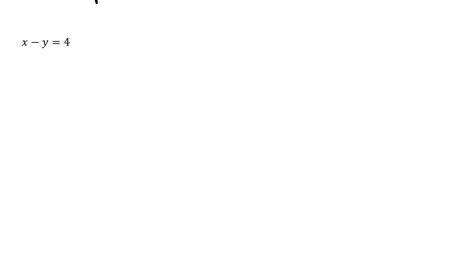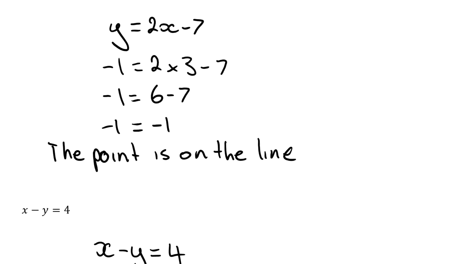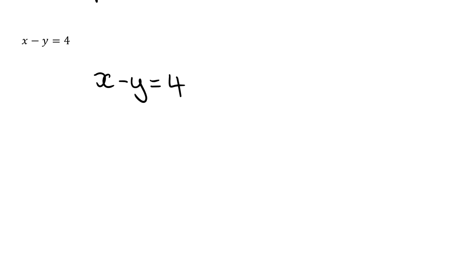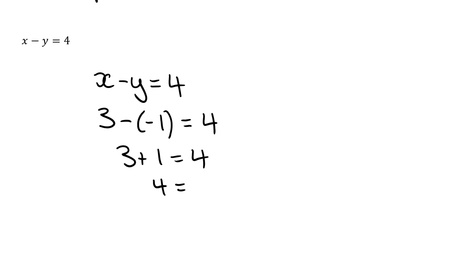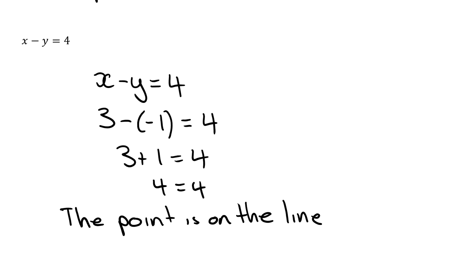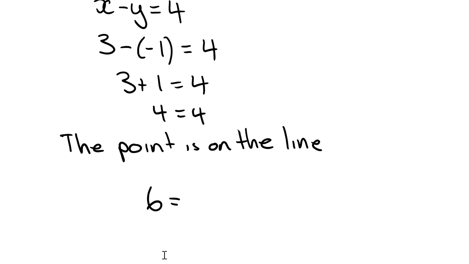Here we have another one. x minus y equals 4. Remember, x was 3, y was -1. So we have 4 equals 4, the point is on the line. If we ended up with an answer such as 6 equals 4, that doesn't equal 4. Therefore, you would state that the point is not on the line.